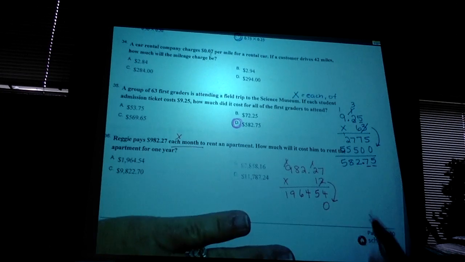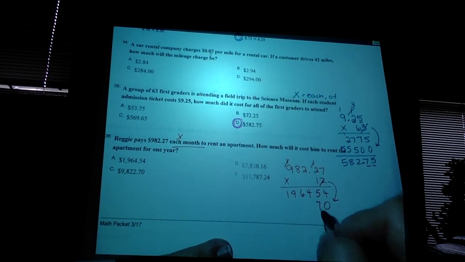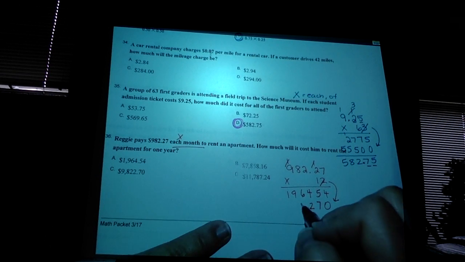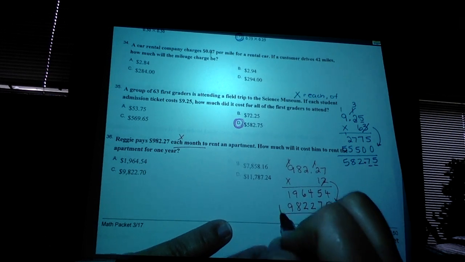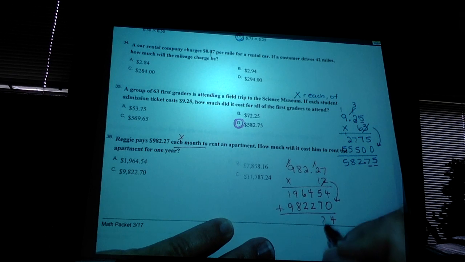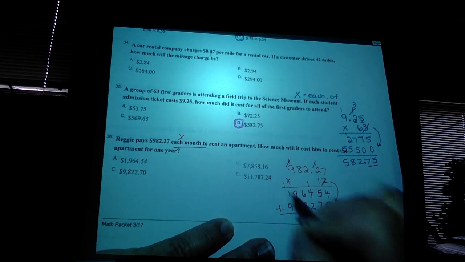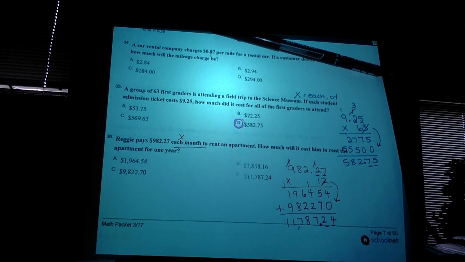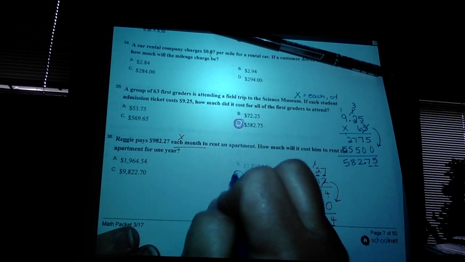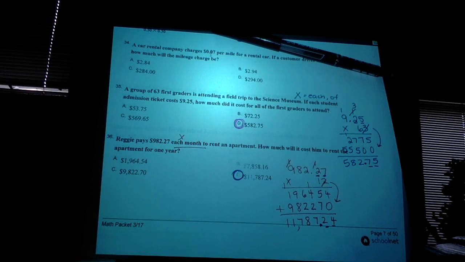Put a placeholder. 1 times 7 is 7. 1 times 2 is 2. 1 times 2 is 2. 1 times 8 is 8. 1 times 9 is 9. Add it up. 4, 12, 7, 8, 17, 11. Now, I'm counting my places after decimal. There are 2. So you should have $11,787.24, D. Okay? All right, y'all.